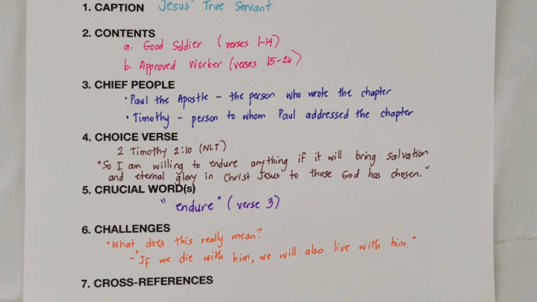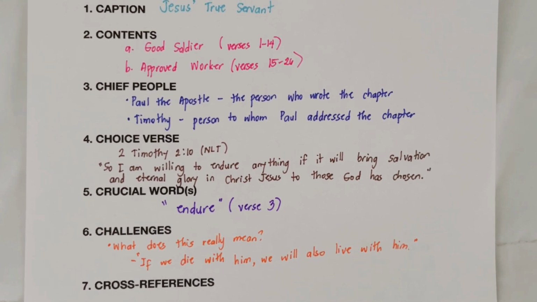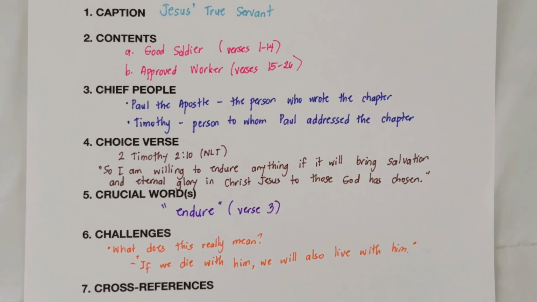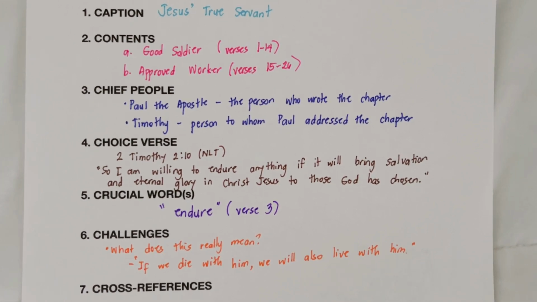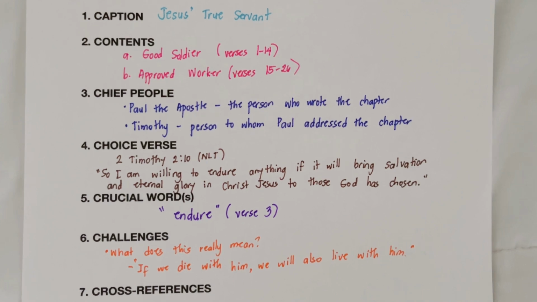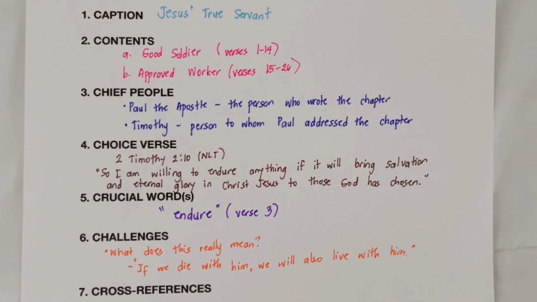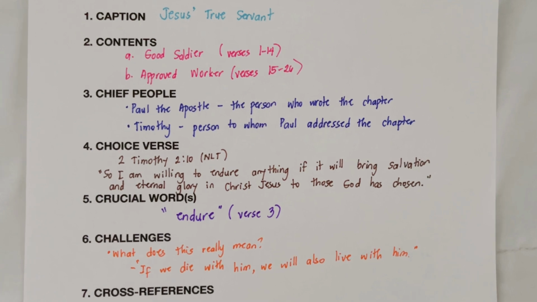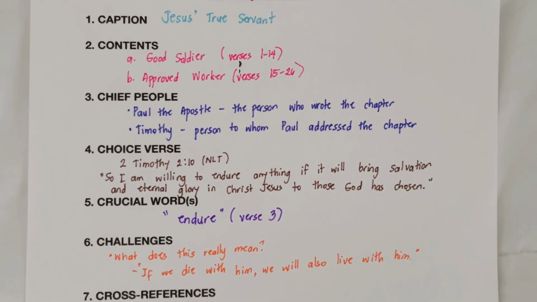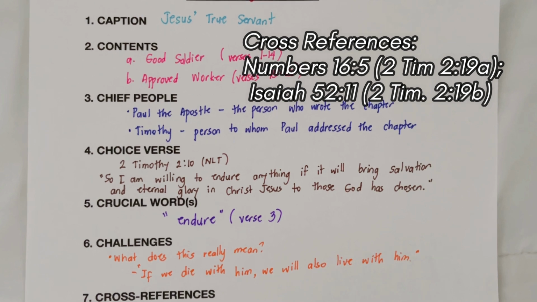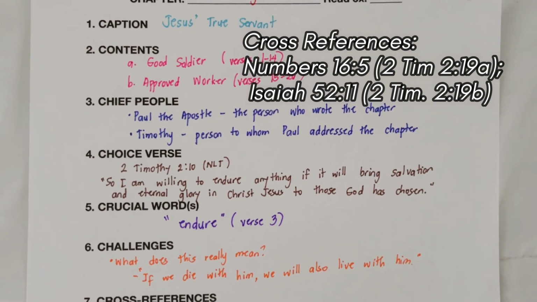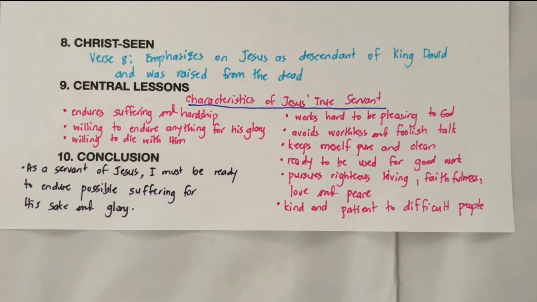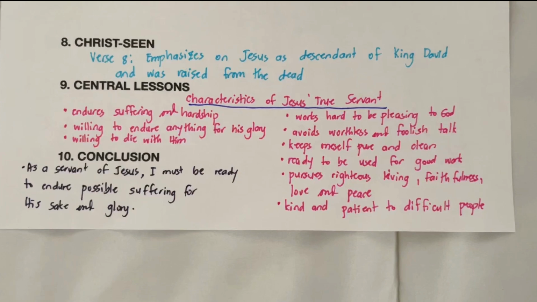Next is challenges. I think this one is challenging for me. What does this verse really mean? This is a trustworthy saying, if we die with Him, we will also live with Him. How do we really die with Jesus? Seventh is cross-references. Here are the other verses that we can use for cross-references. Eighth, Christ's sin. For me, verse 8, because it emphasizes Jesus as a descendant of King David who was raised from the dead.